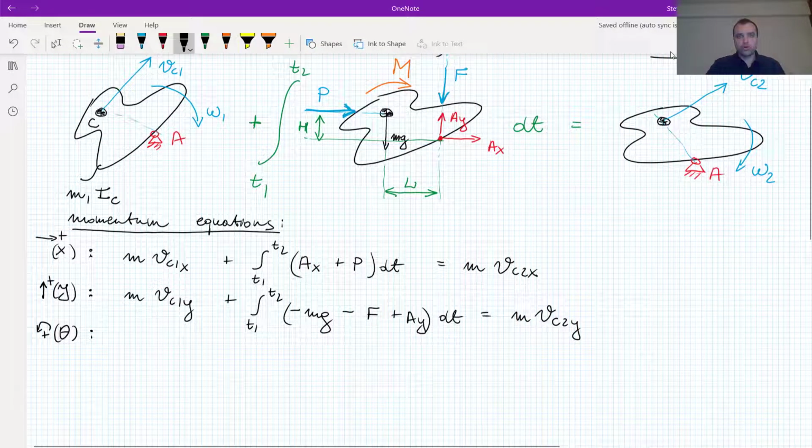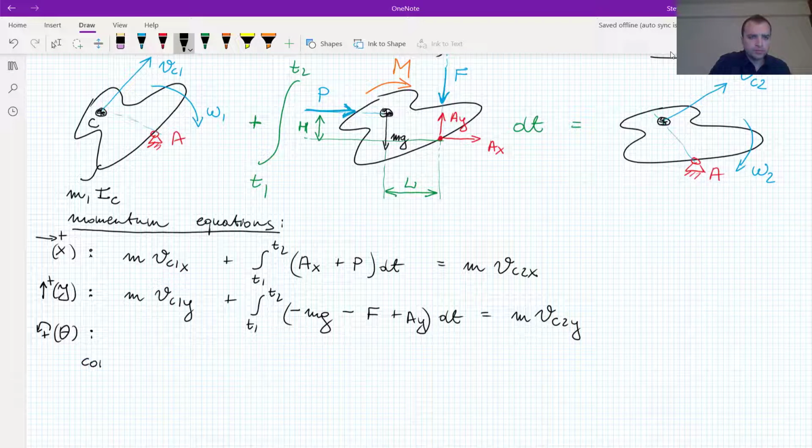And now the rotational momentum equation in the theta direction. Here we have two choices. We can either write it about the COM, and if we do that, it will look like this. Here we will have IC omega1, but does that omega rotate in a positive or negative fashion? It rotates in a negative fashion, so I should put a minus here.